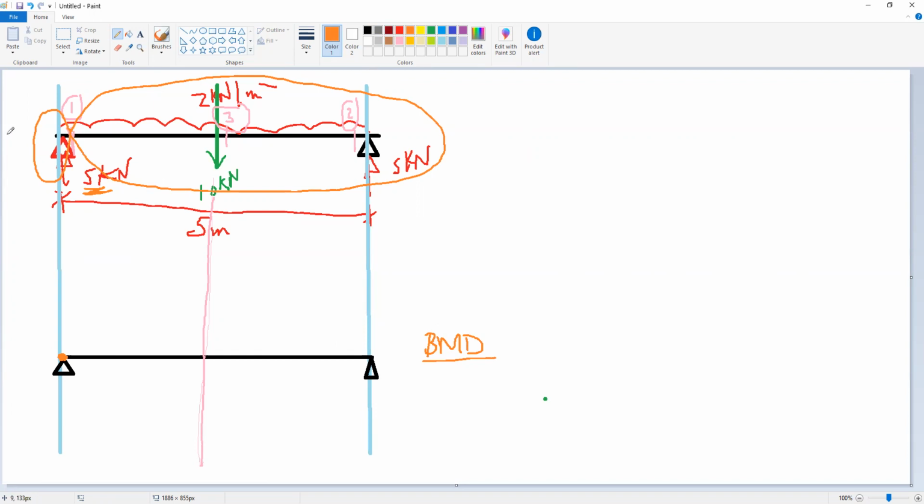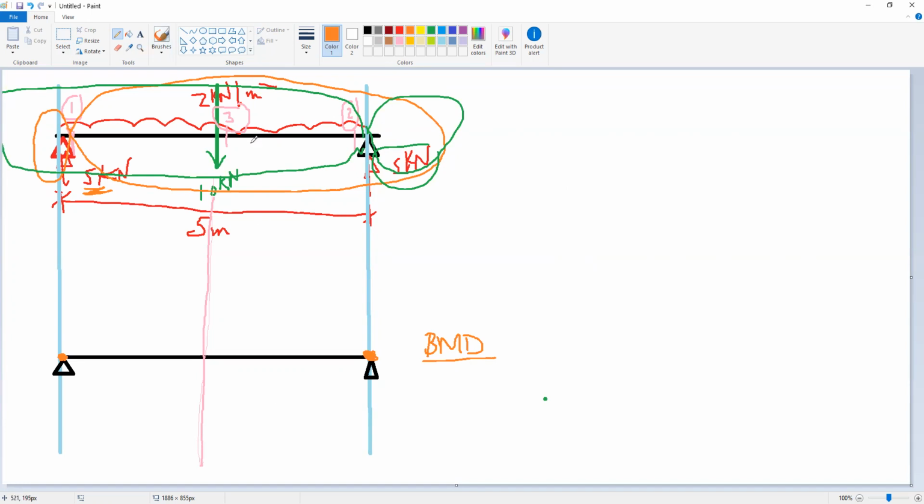And similar to section 1 at 2. Section 2 divides the beam also into two parts. This part from the right and this part from the left. It is better to work from right or left for this section? From right, because we have only one force here, which is 5. Again, 5 is passing through section 2. This means that the distance is 0. This means that the moment at 2 also will be 0.